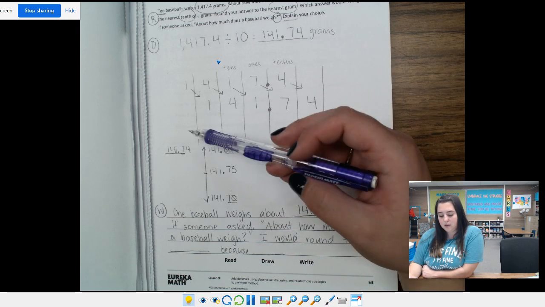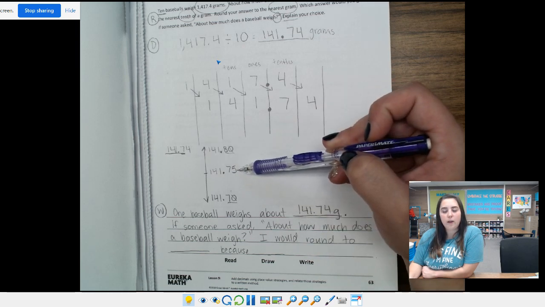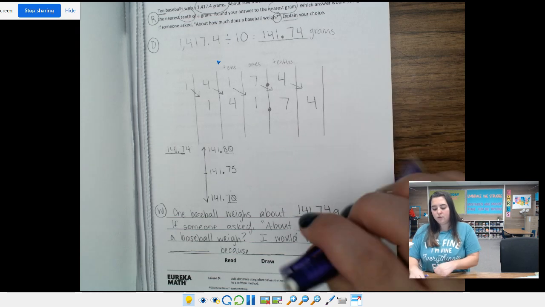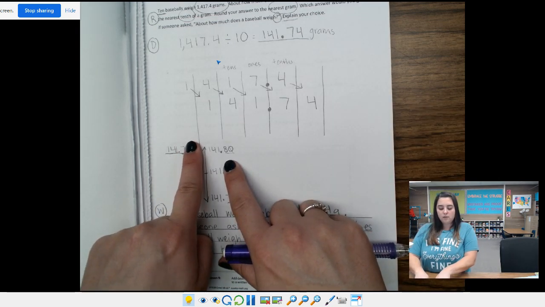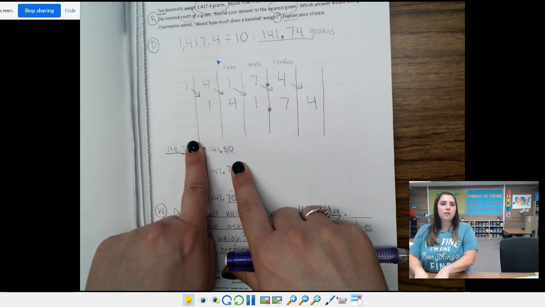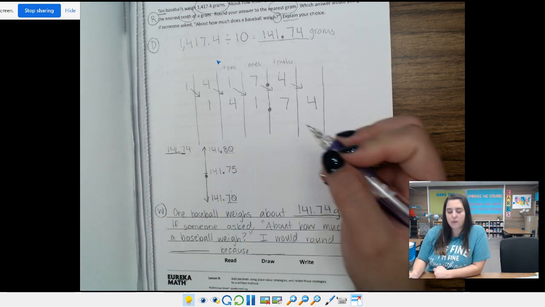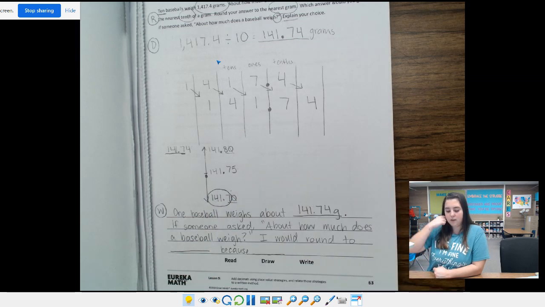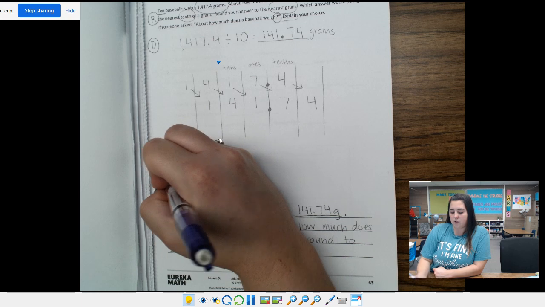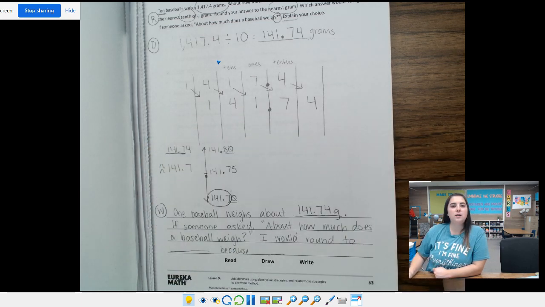Last step. Is our number more or less than that midpoint? So far they're the same. 141, 141, 7. This one also has a 7 in the tenths. Our number has a 4 in the hundredths. This number has a 5, so it is less. And if it's less than the midpoint, I round down. So this is about 141 and 7/10 of a gram.